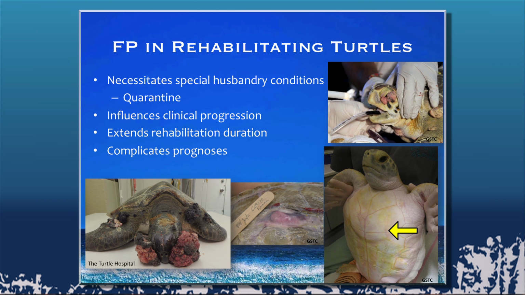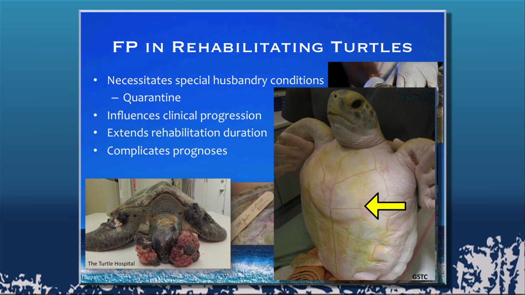And here's some examples. This turtle came in, I think she was hit by a boat. This is at the Georgia Sea Turtle Center. And she was in rehab for over a year. And she was doing fine, getting ready to be released. She was quite robust. And then the staff noticed this bulge in her plastron. They did an MRI, and it turns out she had a huge internal tumor, and she was euthanized.